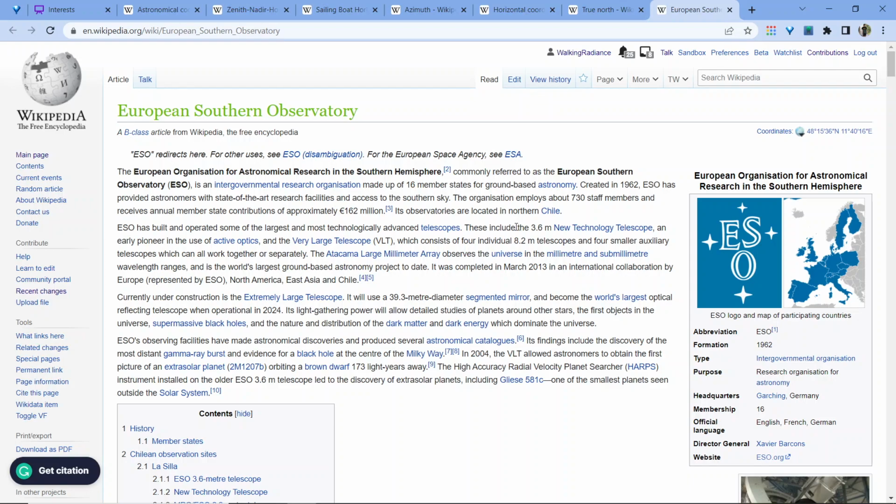ESO's observing facilities have made astronomical discoveries and produced several astronomical catalogs. Its findings include the discovery of the most distant gamma-ray burst and evidence of a black hole at the center of the Milky Way. In 2004, the VLT allowed astronomers to obtain the first picture of an extrasolar planet orbiting a brown dwarf 173 light-years away. The High Accuracy Radial velocity Planet Searcher, HARPS, instrument installed on the older ESO 3.6-meter telescope led to the discovery of extrasolar planets, including Gliese 581c, one of the smallest planets seen outside the solar system.